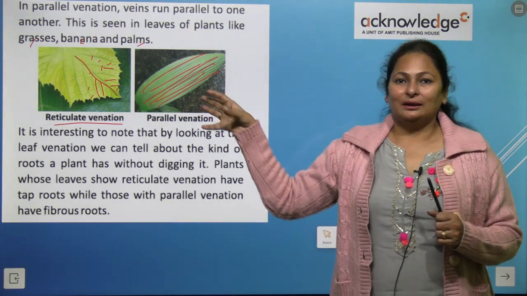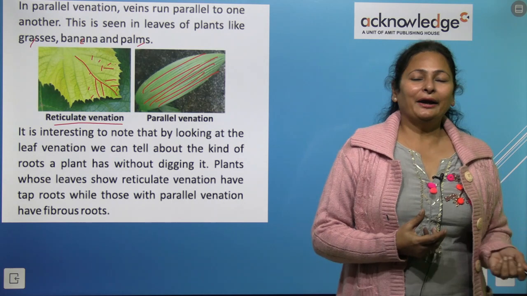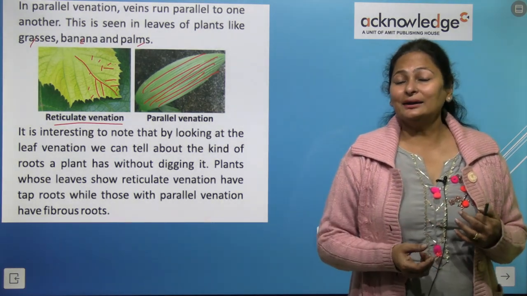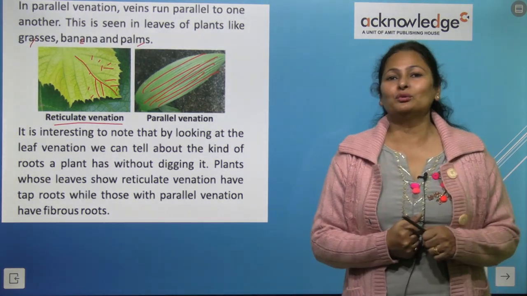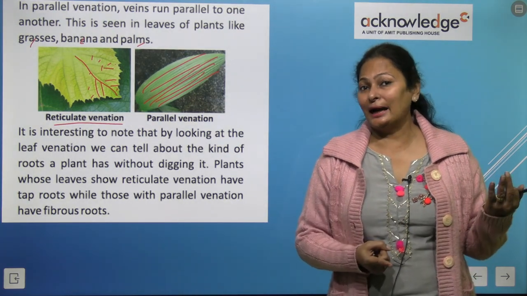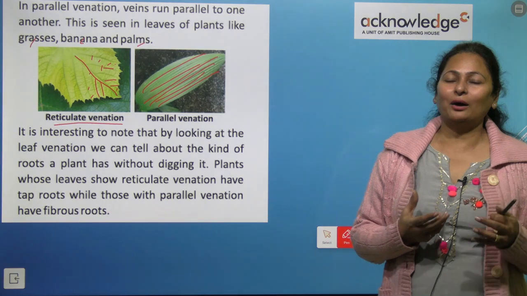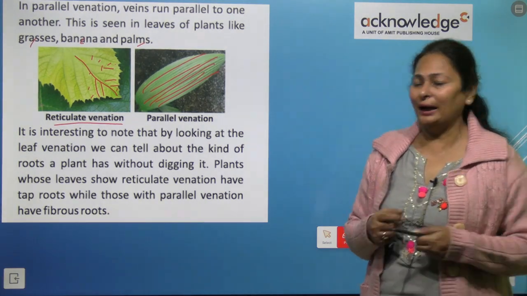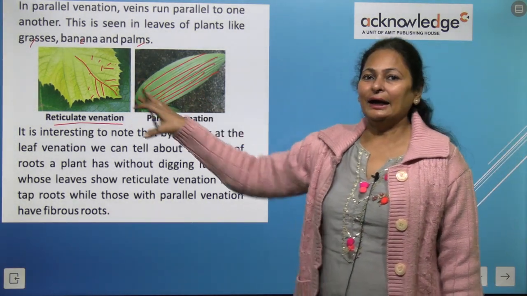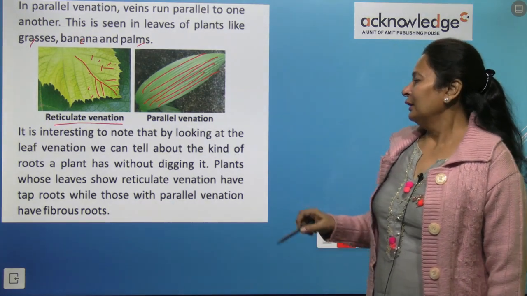With the venation only, you can identify which kind of root system this plant has, whether it has the tap root or the fibrous root, without digging it. You don't need to dig the plant. You can easily identify it. How is it?